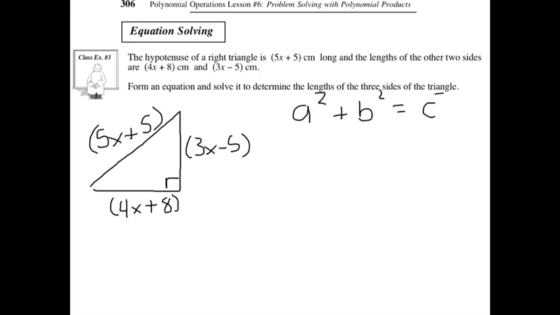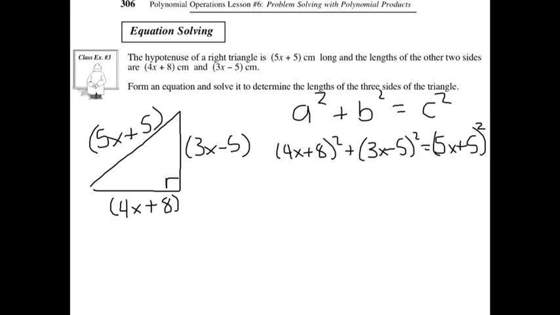So recall, the equation for finding the hypotenuse is a squared plus b squared is equal to c squared. Well, we've got all three. Let's put those in. You have 4x plus 8 squared plus 3x minus 5 squared is equal to 5x plus 5 squared.